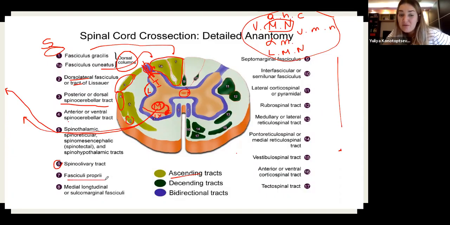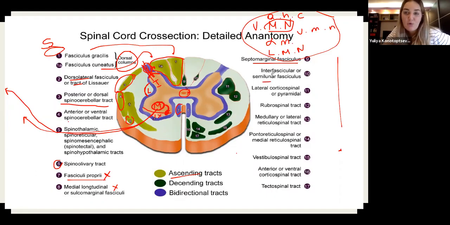Fasciculus proprius, we don't talk about it. We know that this is where it is, but actually we don't talk about it, so you can skip it. This eighth as well. Okay, so this one, we don't talk about it as well. Septomarginal fasciculus is important, so it is a descending tract, so it is a motor tract. We'll talk about it later.